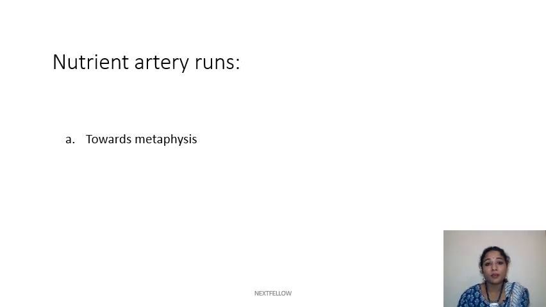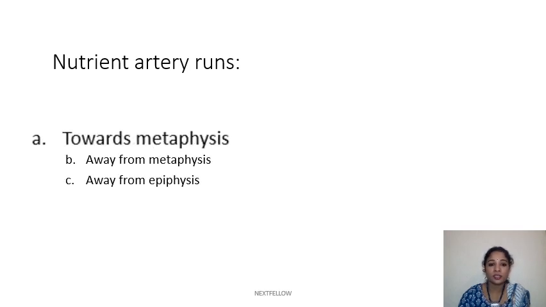Here the nutrient artery divides into ascending and descending branches, which run towards and terminate in the adult metaphysis by anastomosing with the epiphyseal, metaphyseal and periosteal arteries. So that is about the nutrient artery. The answer is towards the metaphysis.